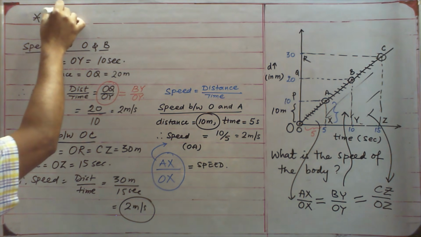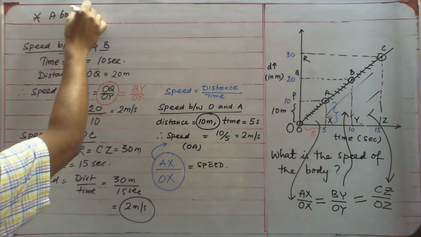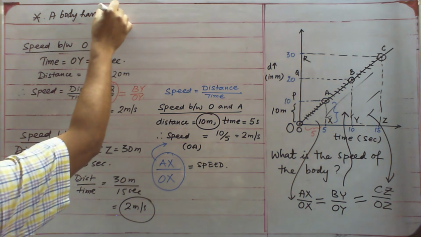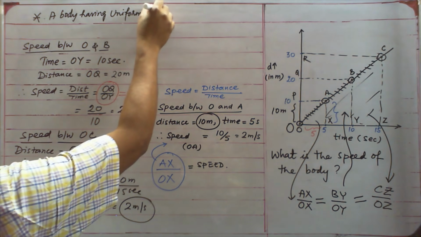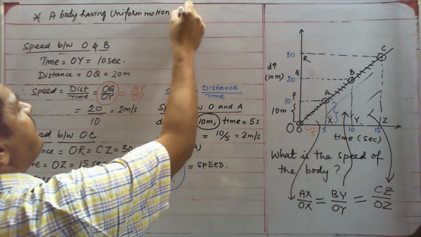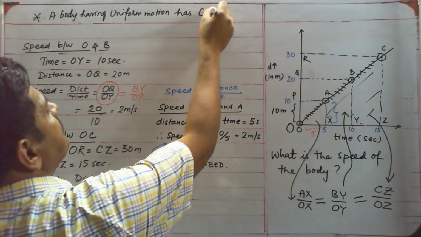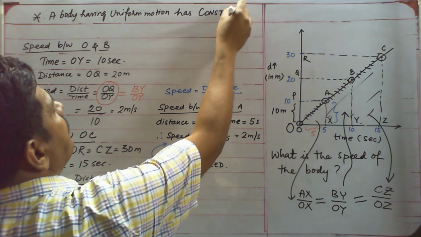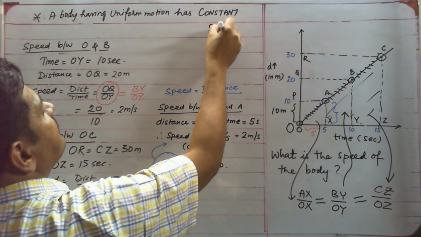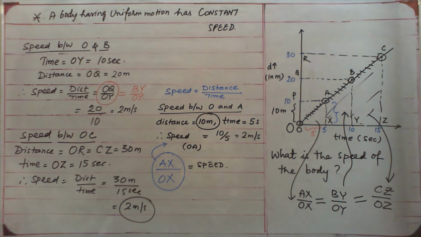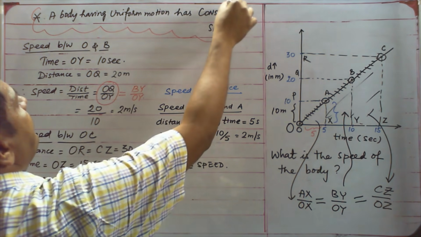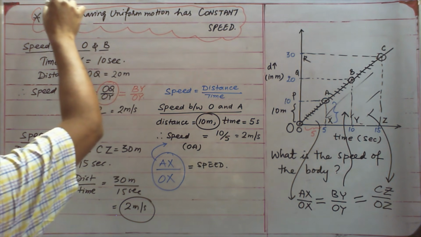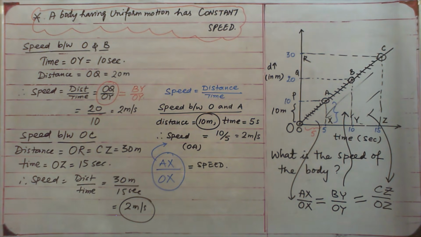A body having uniform motion has constant speed. Now this is very, very important, you need to keep in mind. The body having uniform motion always has a constant speed.